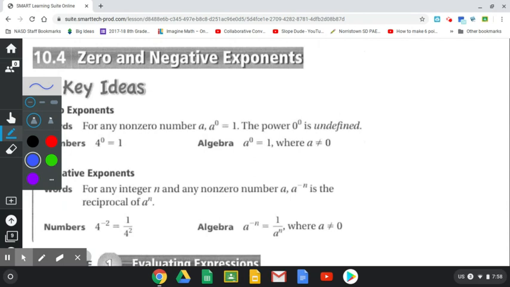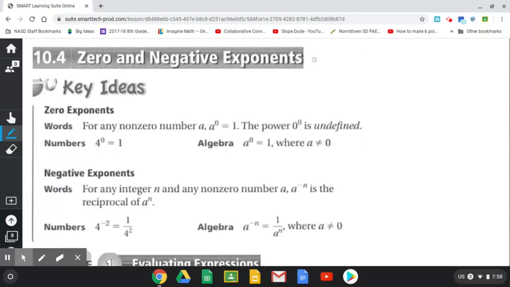So we've been talking about exponents in this whole chapter. In the last lesson, we learned about quotients and powers. So now we're going to talk about those special circumstances when we have a zero as an exponent or a negative as an exponent, because they both have very specific rules. So let's look at our rule for zero first. So for any non-zero number, when we have a power of zero, the number equals 1.